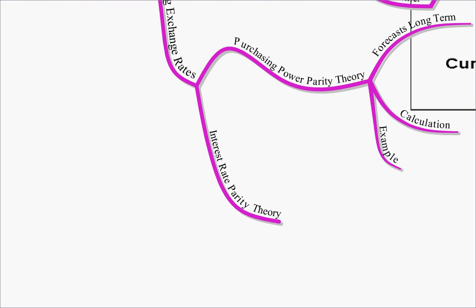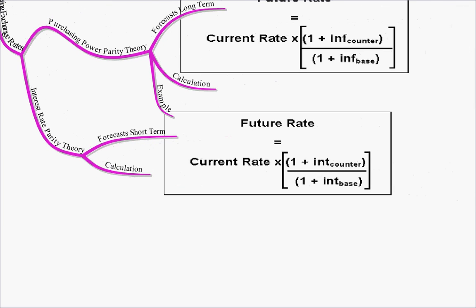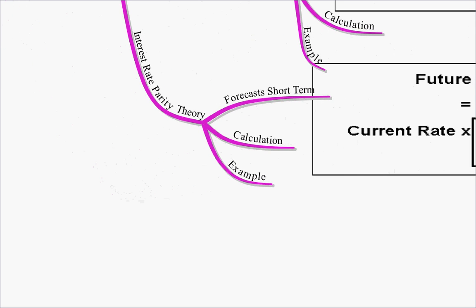The interest rate parity theory, this then relates to the short term. Very similar. The future rate equals the current rate times 1 plus the interest rate in the counter over 1 plus the interest rate in the base. Again, doing examples in these gets you to understand how to use them.